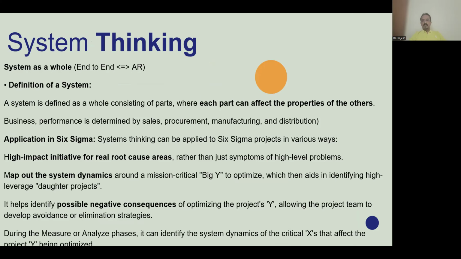And whenever you're doing any project, it should be system-wise thinking. Say, for example, I'm in AR and I'm going to work on a project. I cannot think only from the AR side. It should be end to end. I have to identify the root cause where this particular problem is created, and go and fix this particular issue. Right? That is called your system thinking.